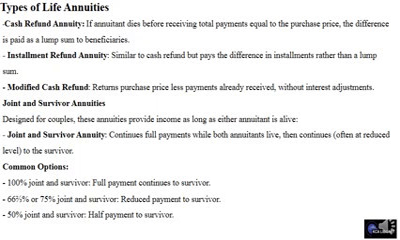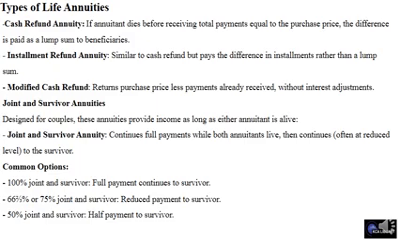The joint and survivor annuity continues full payment while both annuitants live. Then payments continue, often at a reduced level, to the survivor. The common options are the 100% joint and survivor, where full payment continues to the survivor, the 66 2/3% or 75% joint and survivor, with reduced payment to the survivor, and the 50% joint and survivor, with half payment to the survivor.